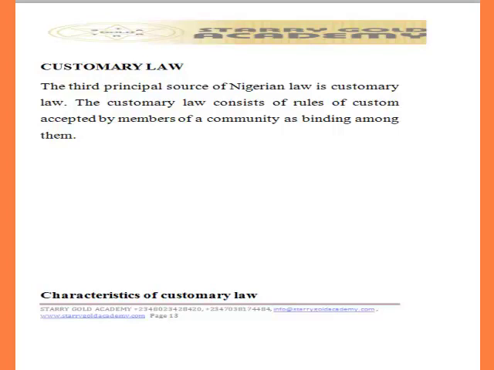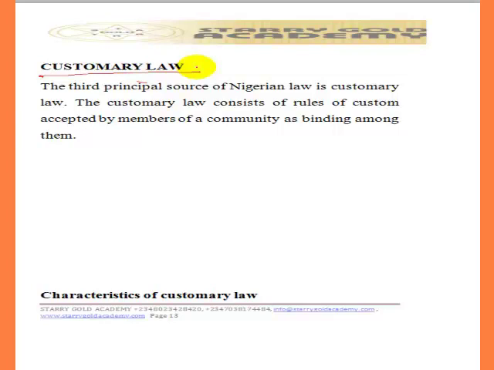Customary law is a law that developed from us and is handed over from one generation to another. It is also not written. So let me make a correction: common law is the one peculiar to the people of England, which we are making use of in Nigeria now. Customary law is the one that we have now.